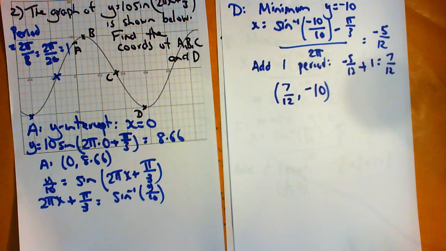Okay, so what did we find out? We found out that A has the coordinates 0, 8.66. B has coordinates 1 over 12, 10. C has coordinates 1 over 3, 0. And D has coordinates 7 over 12, negative 10.